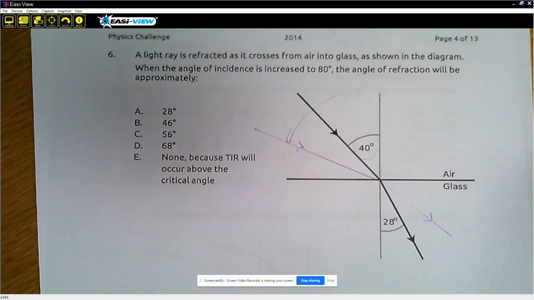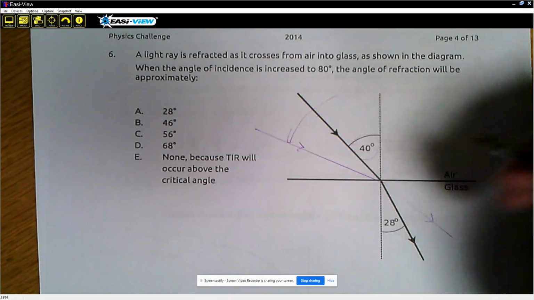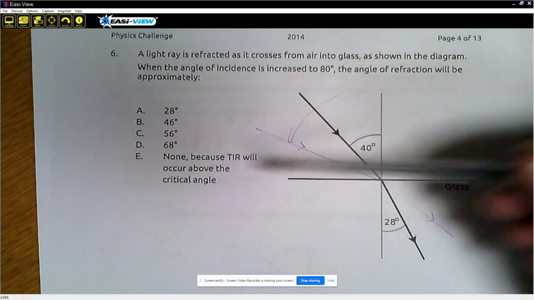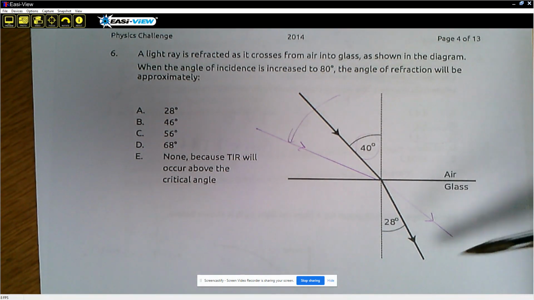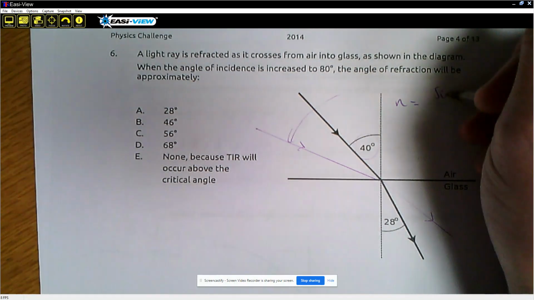So I'm given these 2 values, so I can calculate the refractive index of this, and then I can work it out from the refractive index. So a couple of steps, a bit involved. I don't need to worry about total internal reflection in this case because we're going from air to glass. If we were going from glass to air, I might need to worry about that. So n is sine i over sine r.